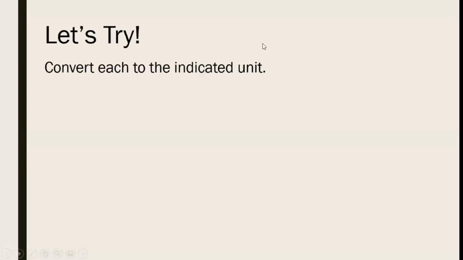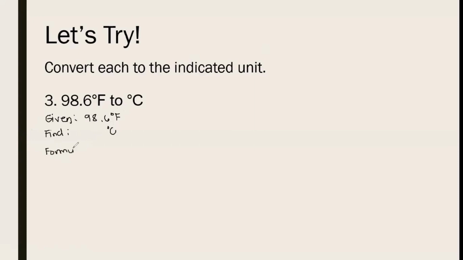Let's have another example. 98.6 degrees Fahrenheit to degrees Celsius. First, we have to write the given. Given here is 98.6 degrees Fahrenheit. We are asked to find the degrees Celsius. As for the formula, we're going to use C is equal to 5 over 9 multiplied to F minus 32.